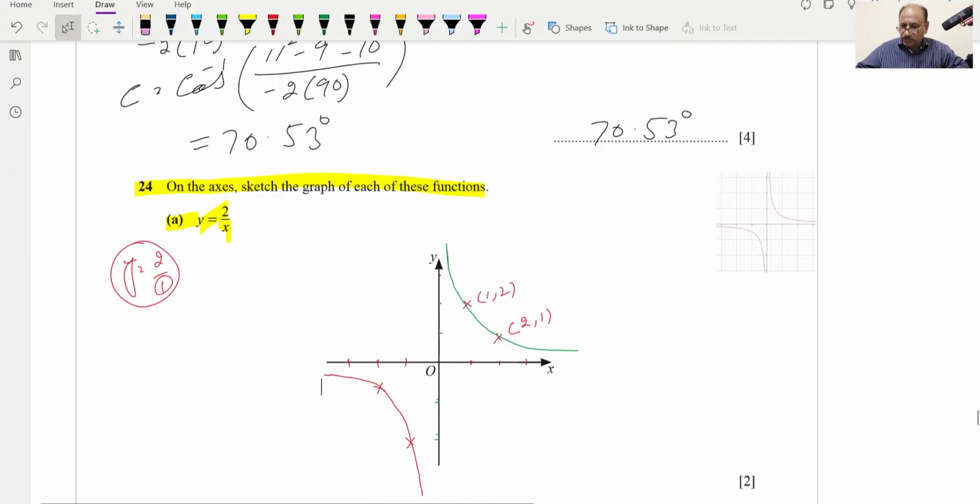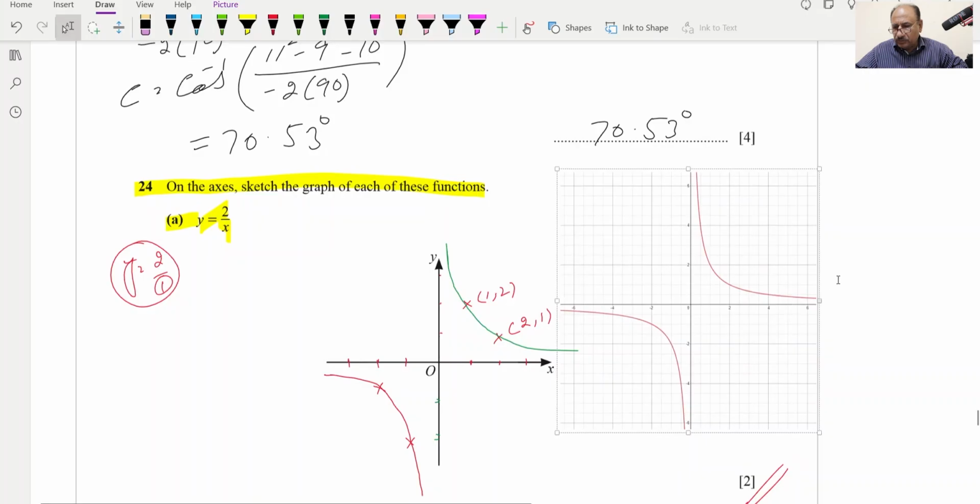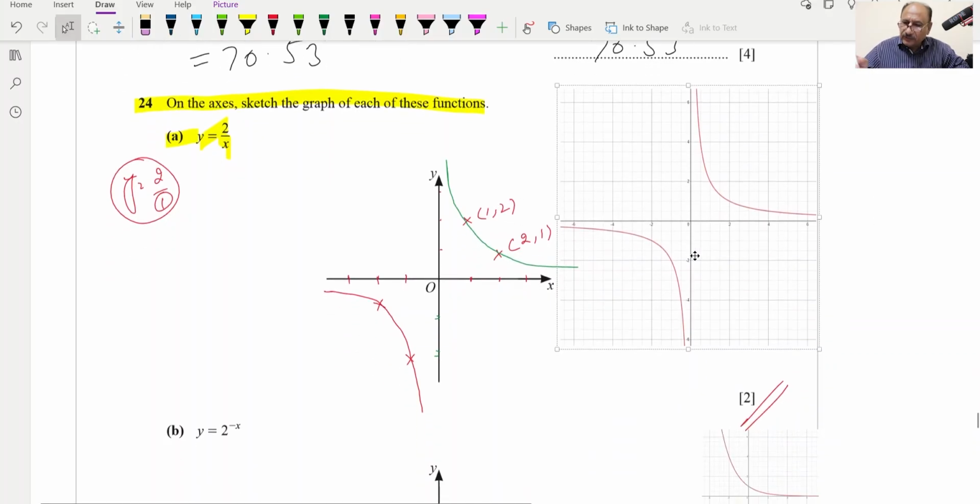So what I have done, basically, this is a 2 mark question which I have explained. For your better understanding, I have drawn this graph on software, and this is the graph. You can see these are the points: this point is 1 and 2, this point is 2 and 1, and this is 0.5 and 4, and this is 4 and 0.5. Similarly, this is the negative side of the curve. So you can practice for exam preparation. Different software is available on the net, so you can use different websites to practice the graphs.